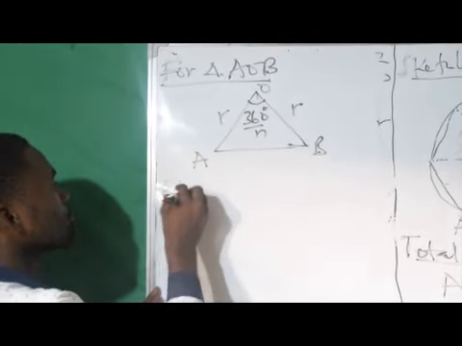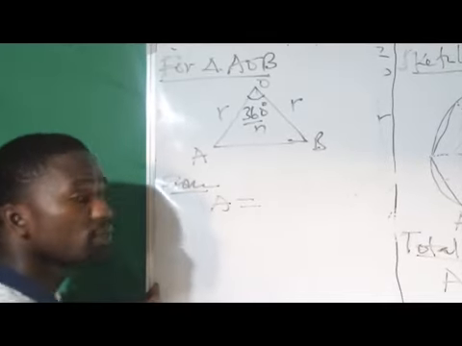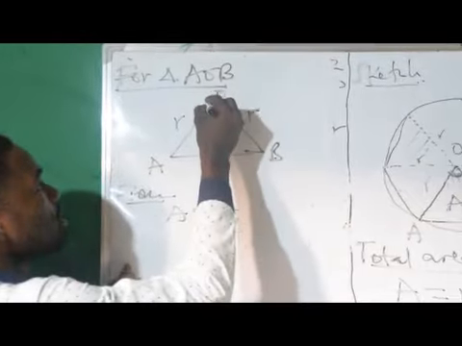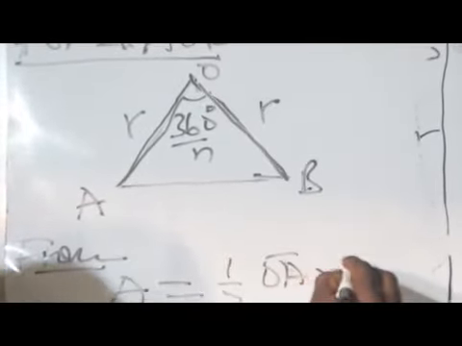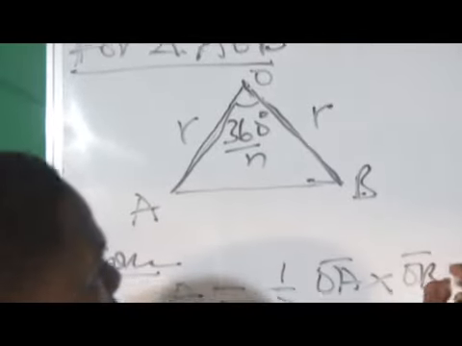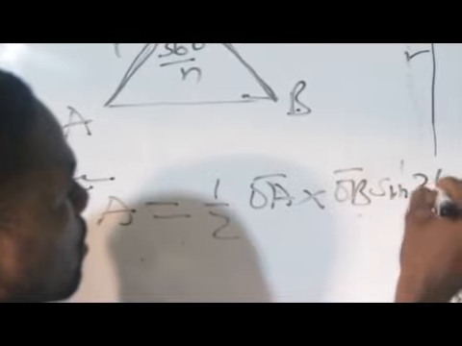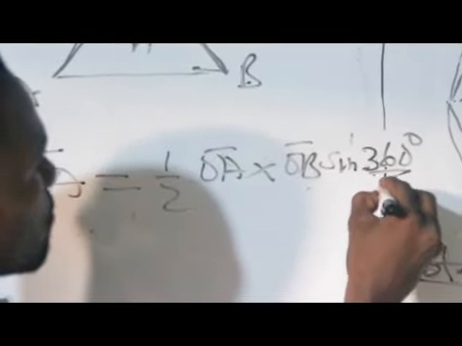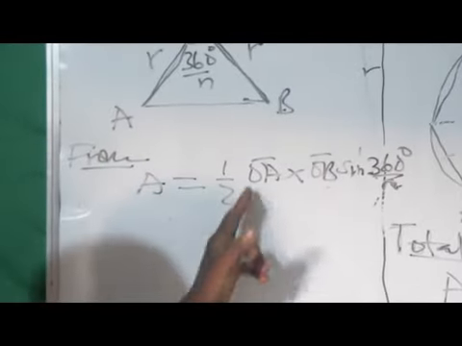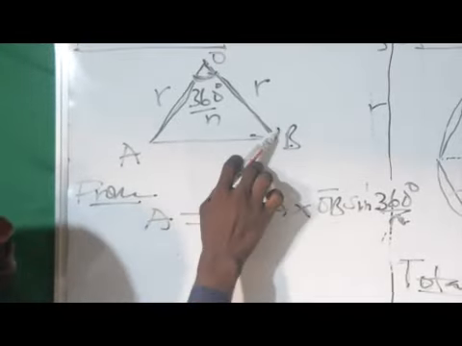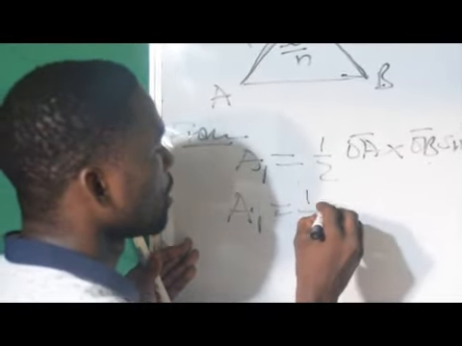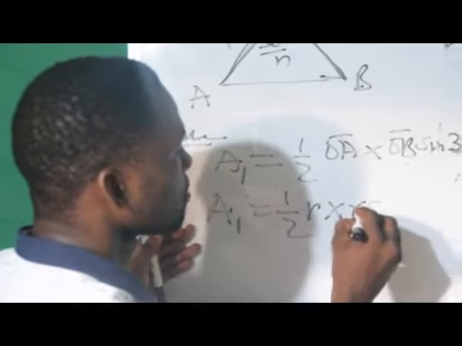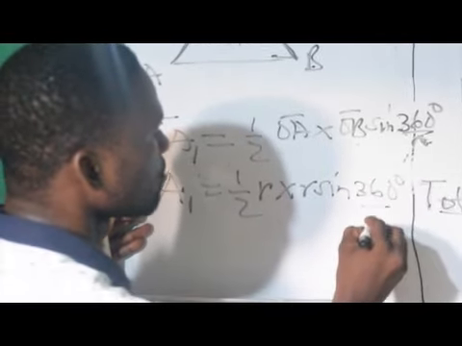So from the formula, the area will be given by half times this length OA times this length OB times the sine of the angle included here, which is 360 degrees divided by n. So if you check, the value of OA is radius and the value of OB is radius. So if you plug the values, here is area A1. So area A1 is equal to a half R times R and the sine of 360 degrees divided by N.